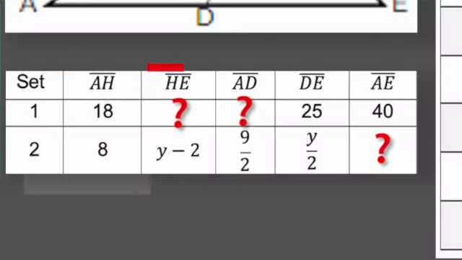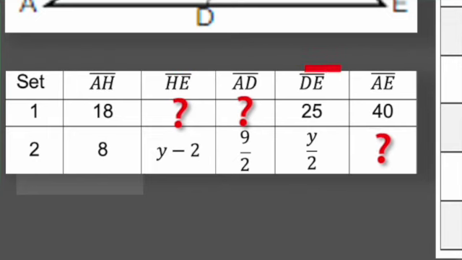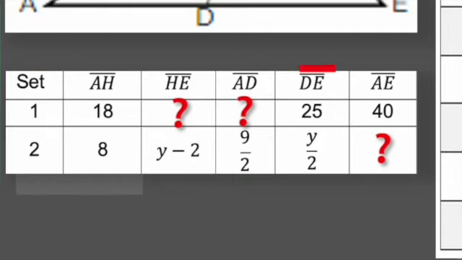Sa set 1, tama? Sa set 2, line segment HE sa set 1 and line segment AD. Sa set number 2, ang hinahanap natin is line segment AE. But then, there is a variable. There is a given variable sa line segment HE, which is y minus 2. And sa DE naman, we have y over 2. So, that is also missing.